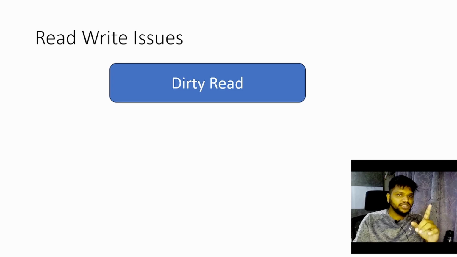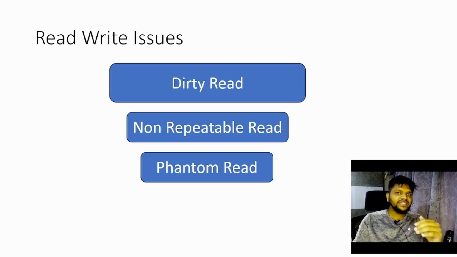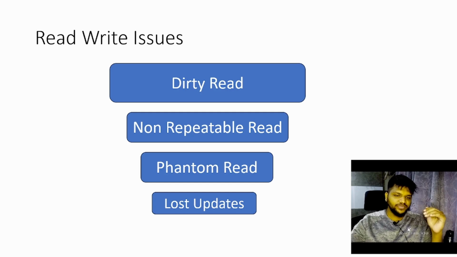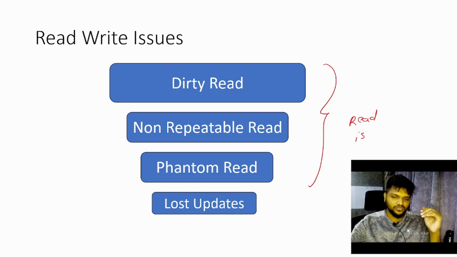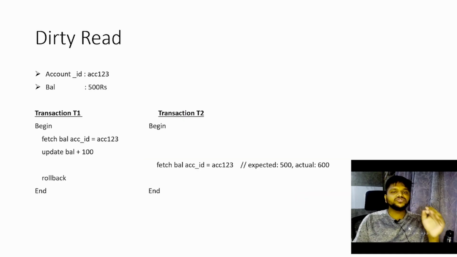First is dirty read. For every single thing, I have a separate slide, and we will discuss that further. So the first issue is the dirty read issue. The second issue is non-repeatable read. The third is phantom read. And the fourth is lost update. These three are related to read issues, and this one is the write issue. So let's discuss every single issue in depth. First is dirty read.